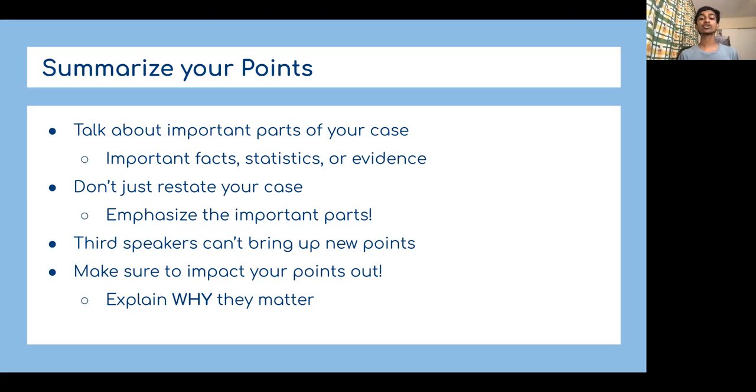Finally, you should make sure to impact your points out. Explain why they matter. Don't just say that the economy is going to go down. Explain why it's important the economy goes down. Well, it's important because people won't have jobs, which means they can't afford basic stuff like food or rent, which means they have a worse quality of life.